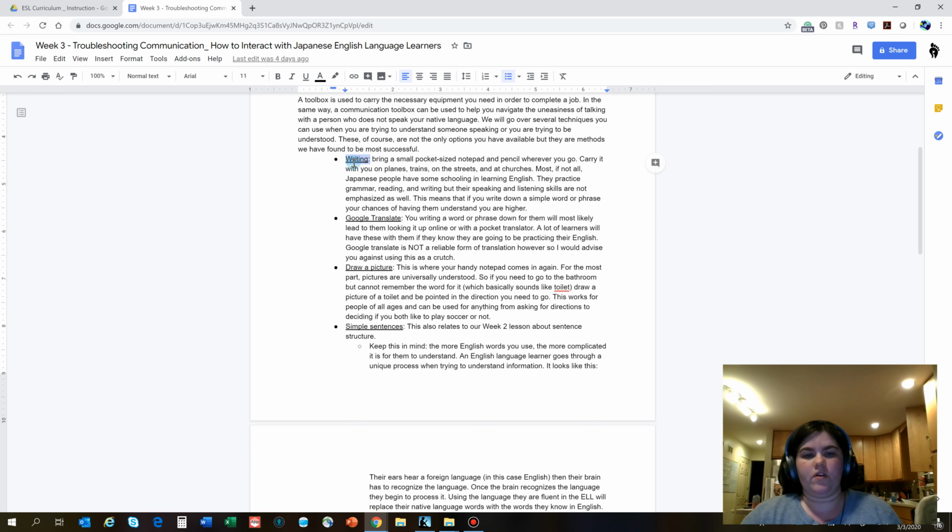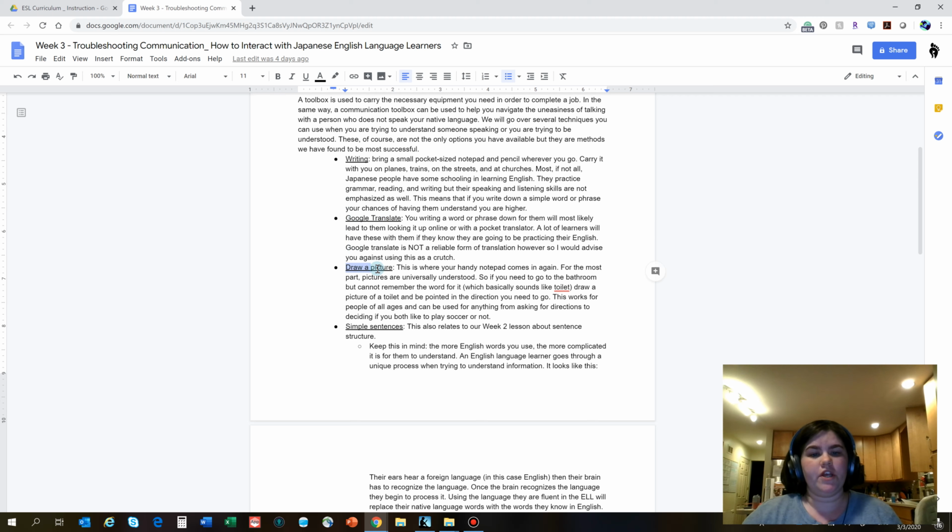In addition to that, you can use Google Translate. I don't necessarily recommend this all the time. I wouldn't use it as a crutch because it's not really a reliable form of translation, but you will see English language learners on their phones or on a pocket translator looking up words, trying to figure out how to say what they're trying to say. So it is something that you can use, and we've been effective with it as well.